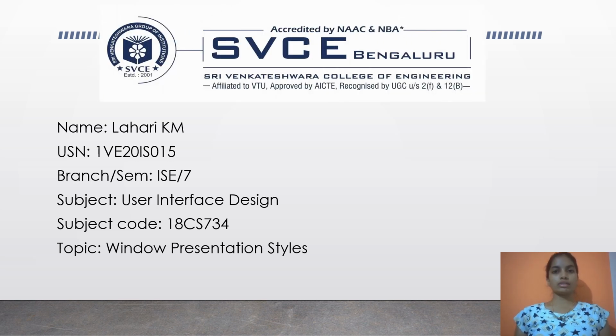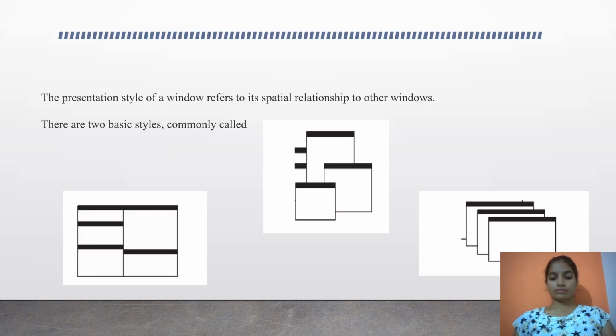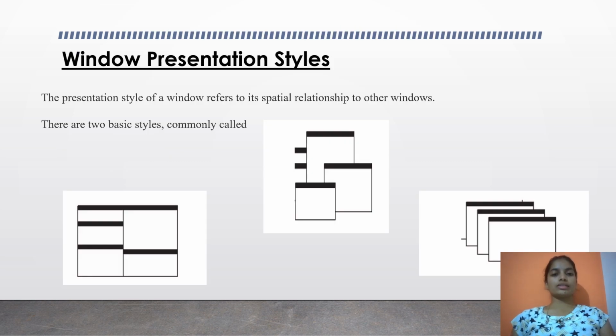Today we shall discuss Window presentation styles from the subject User Interface Design, and the subject code is 18CS734. Window presentation styles. The presentation style of a window refers to its spatial representation relative to the other windows.